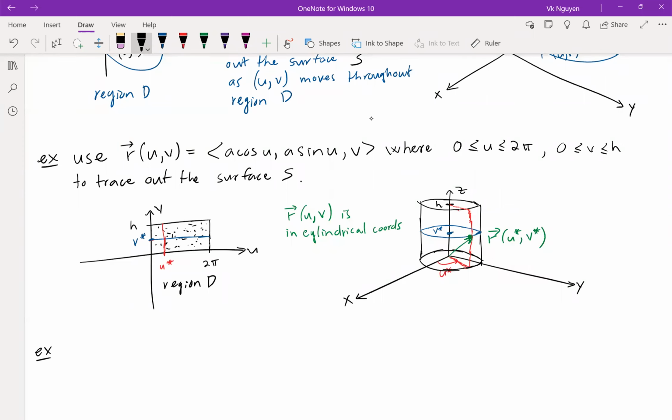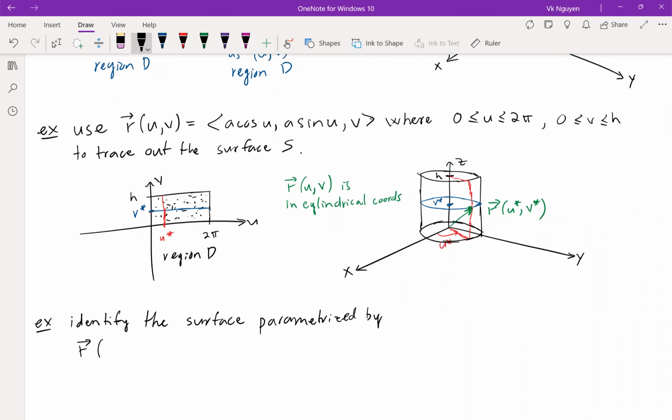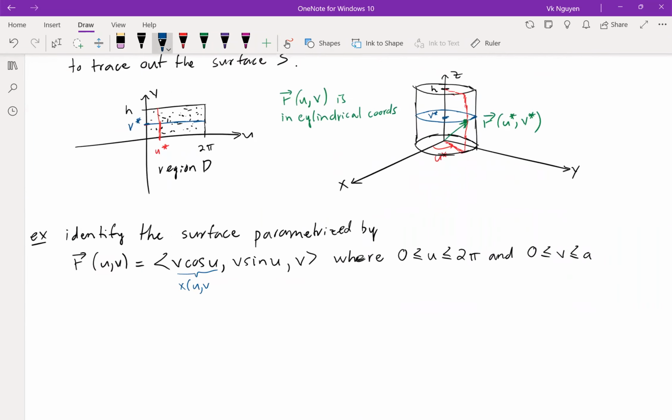Identify the surface parameterized by r(u,v) equal to v cosine u, v sine u, v, where 0 less than or equal to u less than or equal to 2 pi, and 0 less than or equal to v less than or equal to a. That is x(u,v), y(u,v), and then the last one is z(u,v).